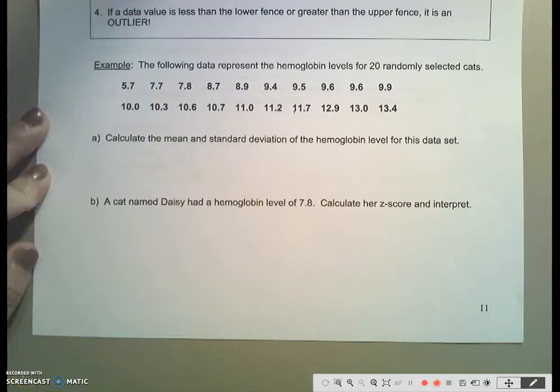All right, we're going to do one big example, and it's really going to summarize all these things we've been doing throughout this chapter. We're going to calculate means, standard deviation, z-score. We're going to look at the quartiles. We're going to figure out our fences and determine if we have any outliers, all with one big example.